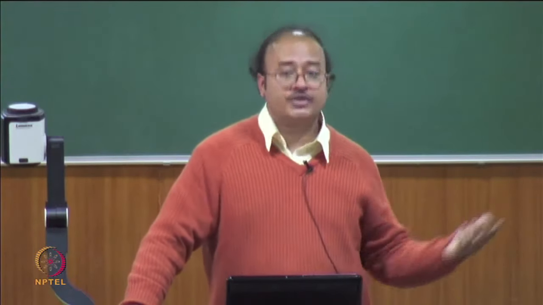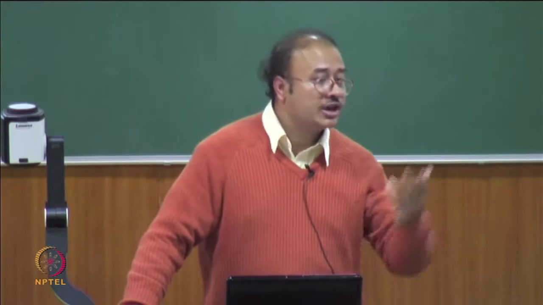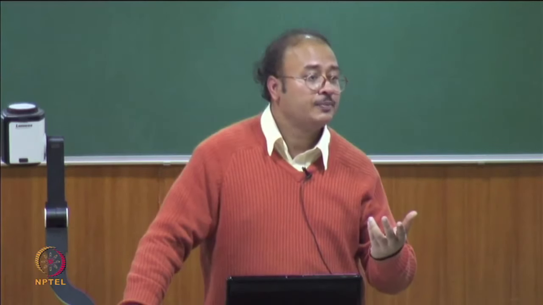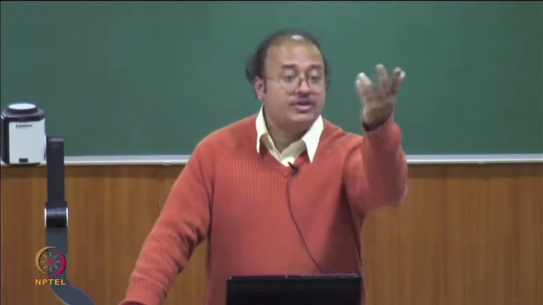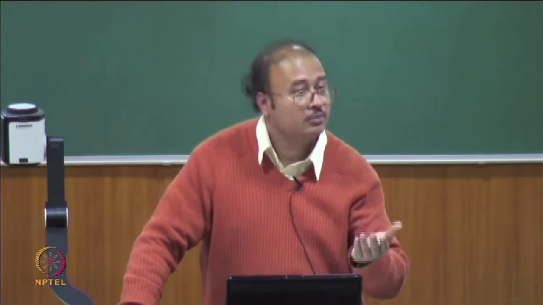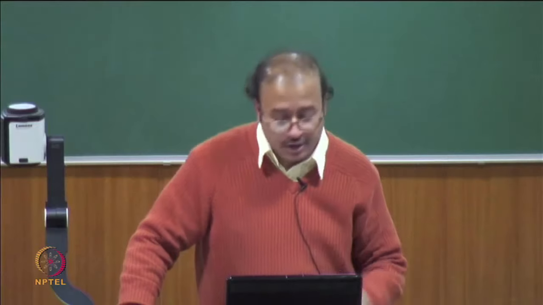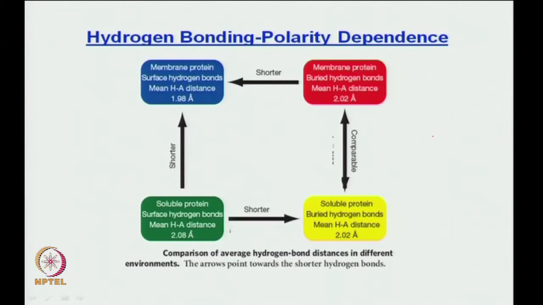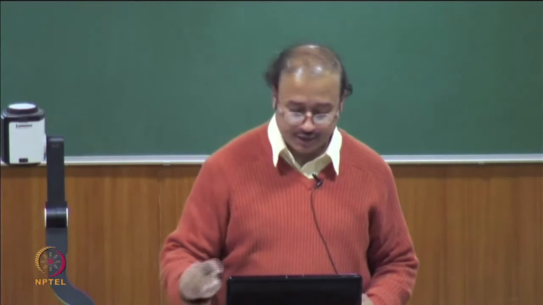But if you have, say, surface hydrogen bonds or somewhere else, then what will happen to those hydrogen bonds? Now they can interact with water, hence D will be higher, and thus the bond strength will be lower. Now, this is exactly what is being shown here. You look at this. Let us start from the soluble protein, which is the green one.